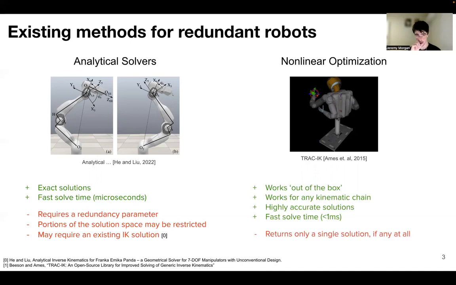In the other camp, nonlinear optimization methods work by optimizing a randomly initialized joint configuration. Optimization steps use the pseudo-inverse of the end effector's Jacobian in order to iteratively move the end effector closer to the target pose. The benefit of these methods are that they work out of the box for reasonable kinematic chains, and they generate arbitrarily accurate solutions quickly. The downsides, however, are that they will only return a single solution if one is found, and they may fail to find a solution even if it exists.